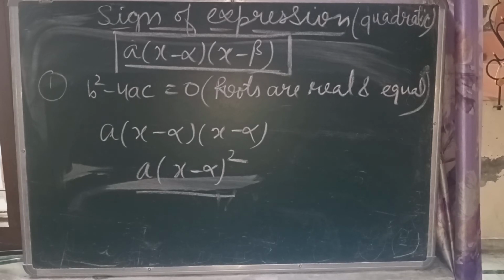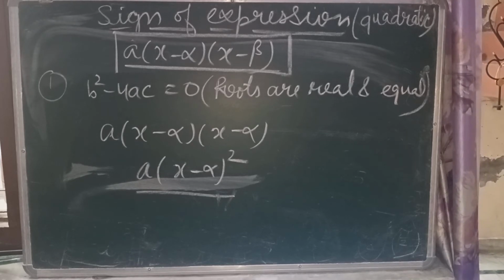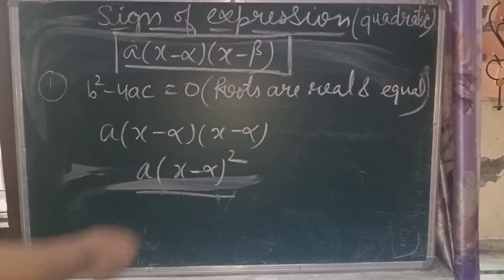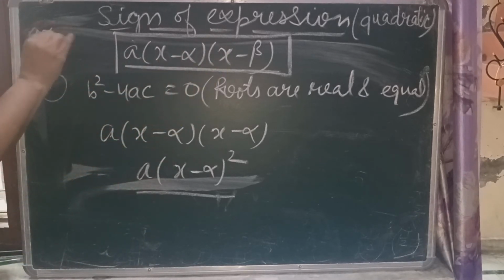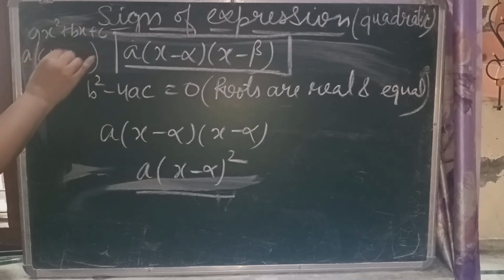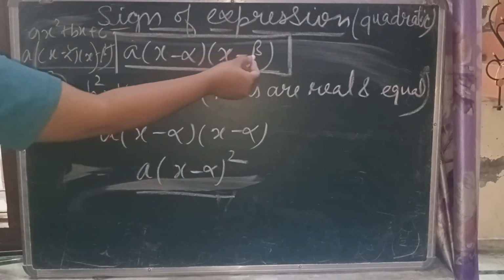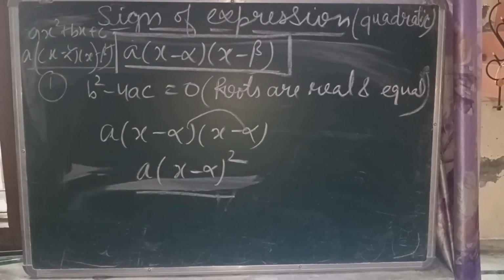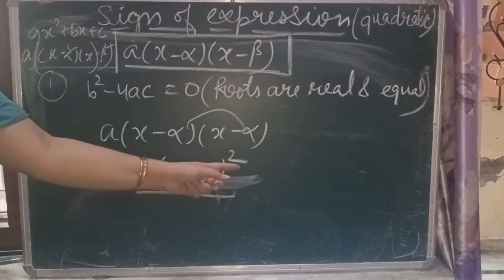As you know, when we use the Sridharacharya formula and b square minus 4ac is equal to 0, we always get the roots real and equal. So here also, when b square minus 4ac is equal to 0, the roots are always real and equal. As I assumed for any quadratic function ax square plus bx plus c, after taking a common outside, the factors were x minus alpha and x minus beta. Since the roots are equal here, in place of beta I have also written alpha. So the expression will be a into x minus alpha whole square.